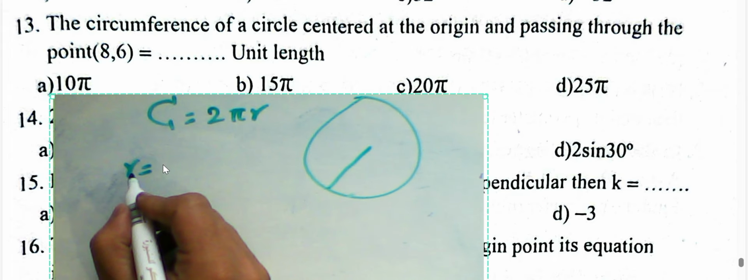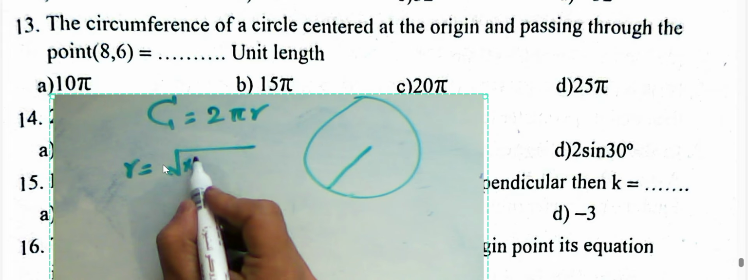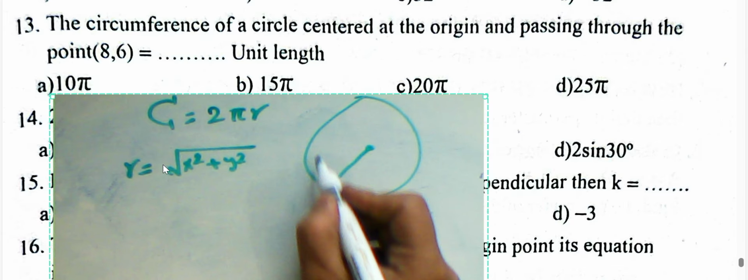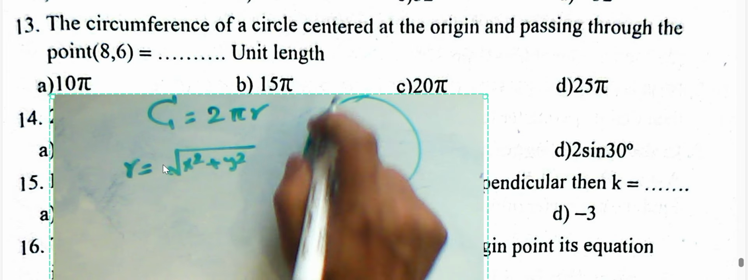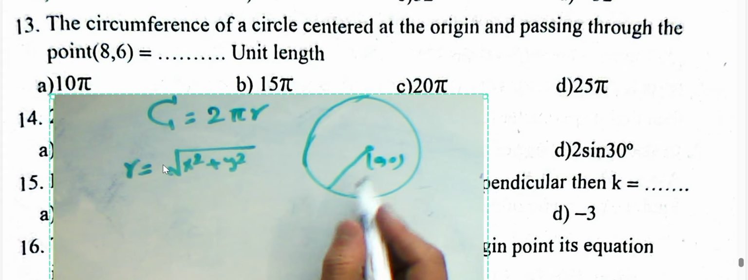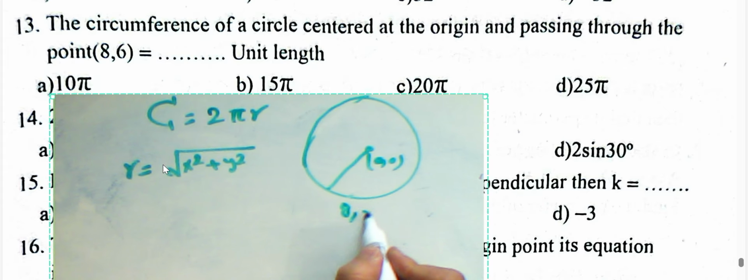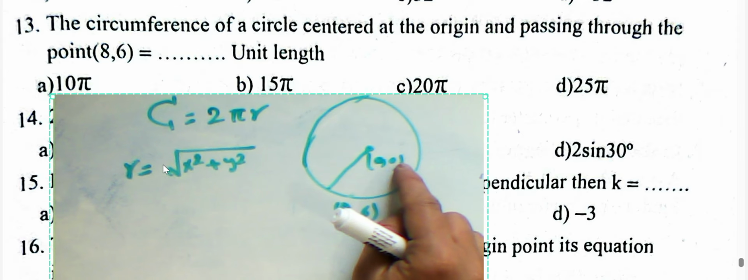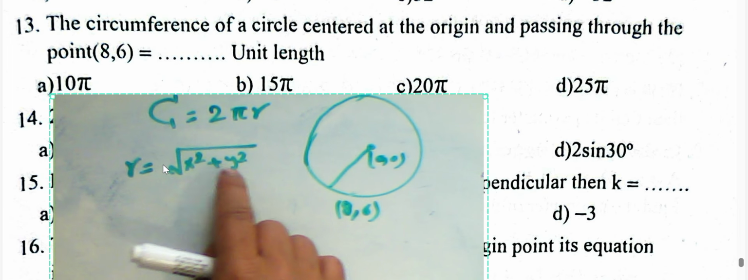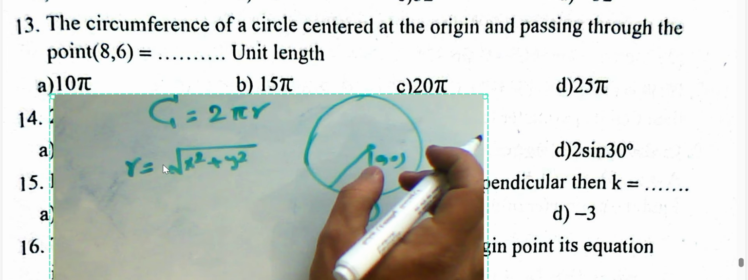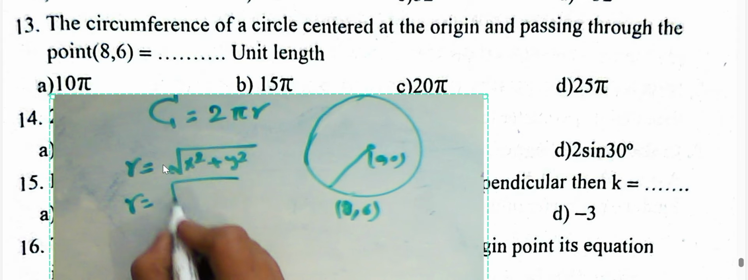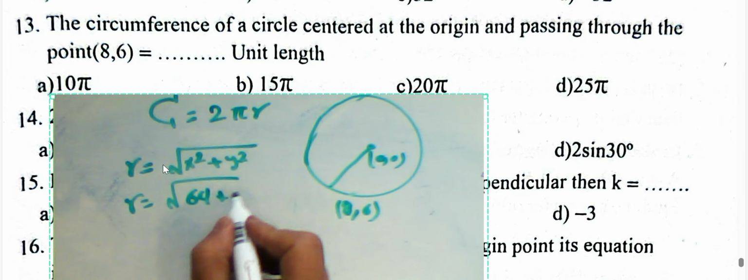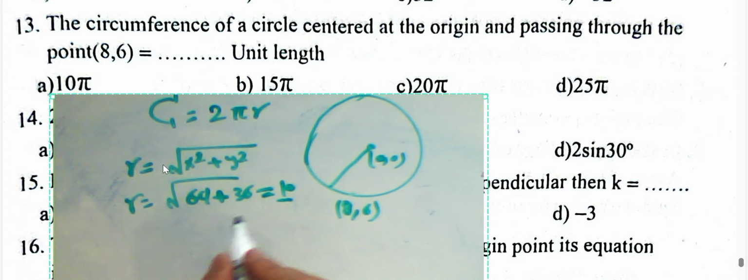We can find the radius as the square root of x power 2 plus y power 2, because the center is 0, 0. Then we can find the distance between the center (0, 0) and (8, 6). You can write the square root of (x2 minus x1) power 2 plus (y2 minus y1) power 2, or x power 2 plus y power 2 directly, because the center was 0, 0. The radius will be the square root of 8 power 2, which is 64, plus 6 power 2, which is 36. The square root of the summation will be 10. The answer will be 10, the radius.